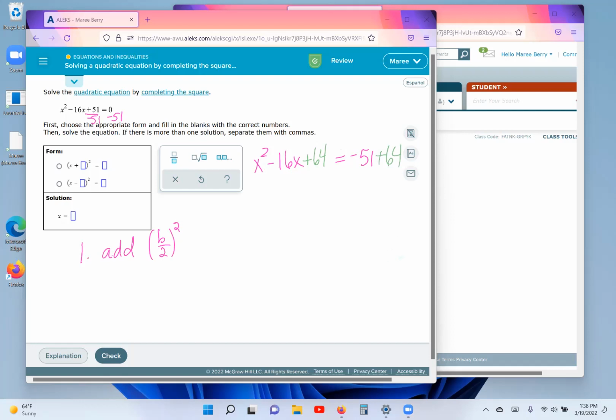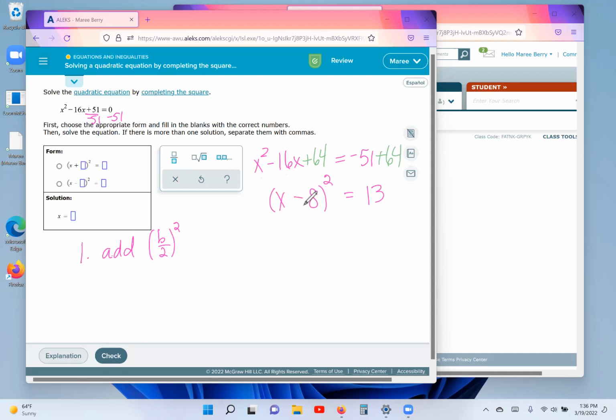So negative 51 plus 64 is 13. So this becomes 13. And on this side, we're going to factor our perfect square trinomial. And to factor a perfect square trinomial, we take the square root of the first, which is x, the square root of the last, which is 8, and we take the sign of the middle. So it's x minus 8 squared.